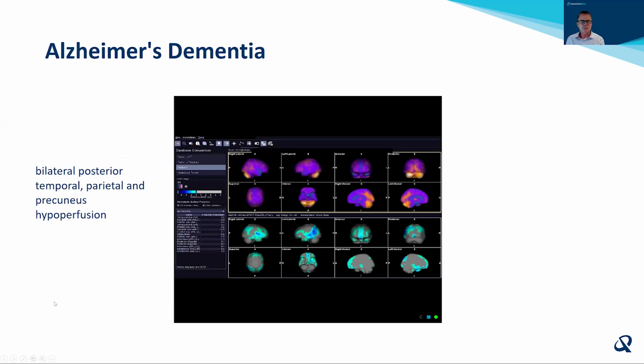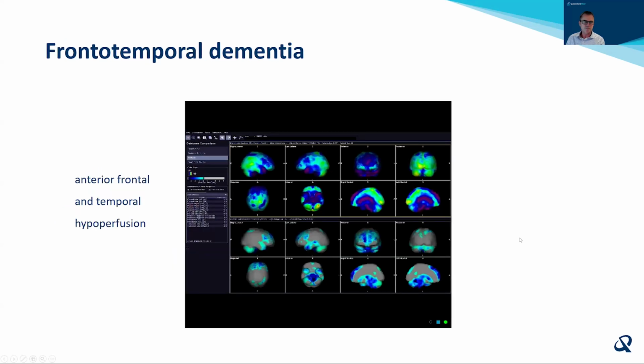Whereas this patient has probable Alzheimer's disease. They have temporal and parietal hypoperfusion and a bit of frontal and sparing of sensorimotor. And they've got what we call precuneus involvement as well. And this patient probably has frontotemporal dementia with predominantly anterior hypoperfusion of the frontal and temporal lobes, with sparing of the parietal lobes and the occipital lobes.